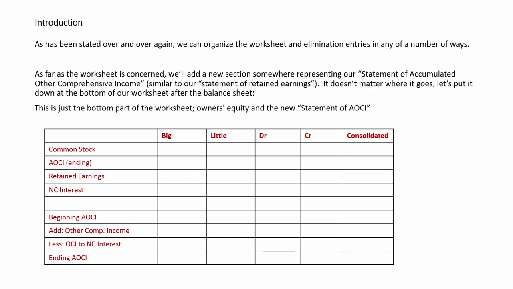So if we were to apply the same structure to our statement of retained earnings and our normal income, basically we're putting the income statement within the statement of retained earnings. It's already hard enough to present these worksheets in a succinct fashion. I think it would be even worse if we had a separate statement of other comprehensive income and a separate statement of accumulated other comprehensive income. So we'll just combine them into one single statement.